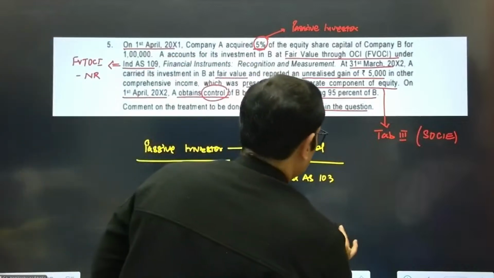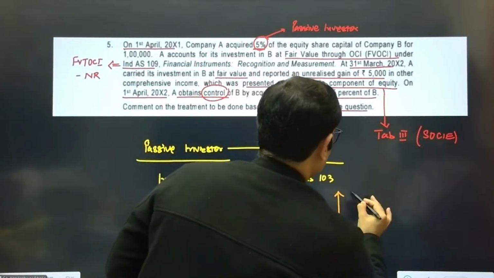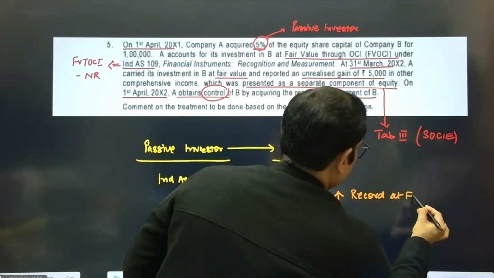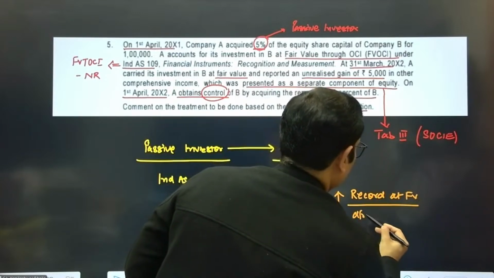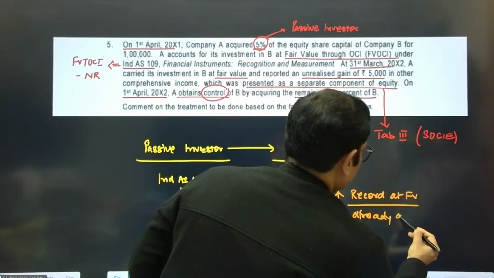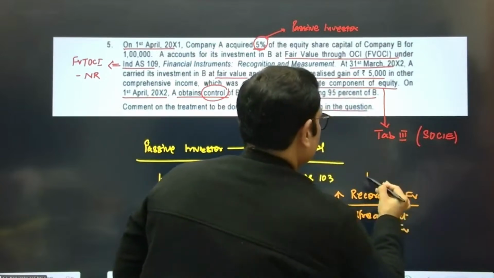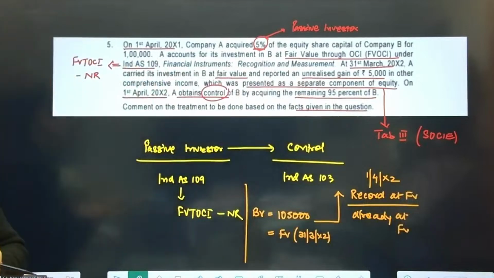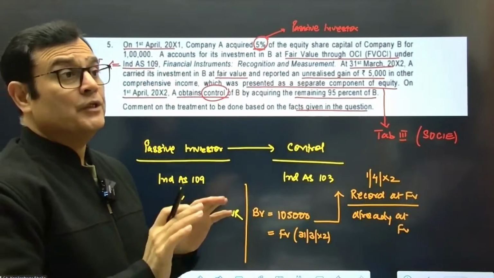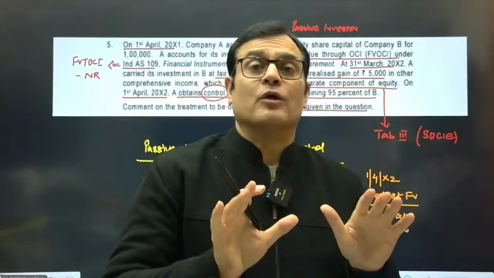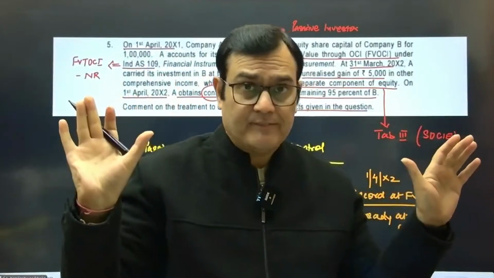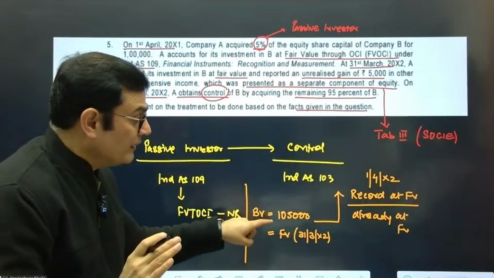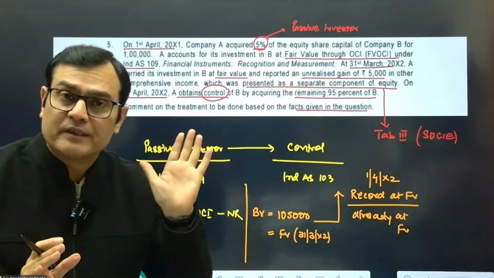Now, once you switch over to 103, you need to record at fair value. You need to record at a fair value, and it is already at fair value. It is already at a fair value because this transaction happened on the next day morning, that is on 1st April X2. So it is already at a fair value. So there is no fair value change on the date of acquisition. I said there is no fair value change on the date of acquisition because it is already at a fair value and it is going to be shifted directly.